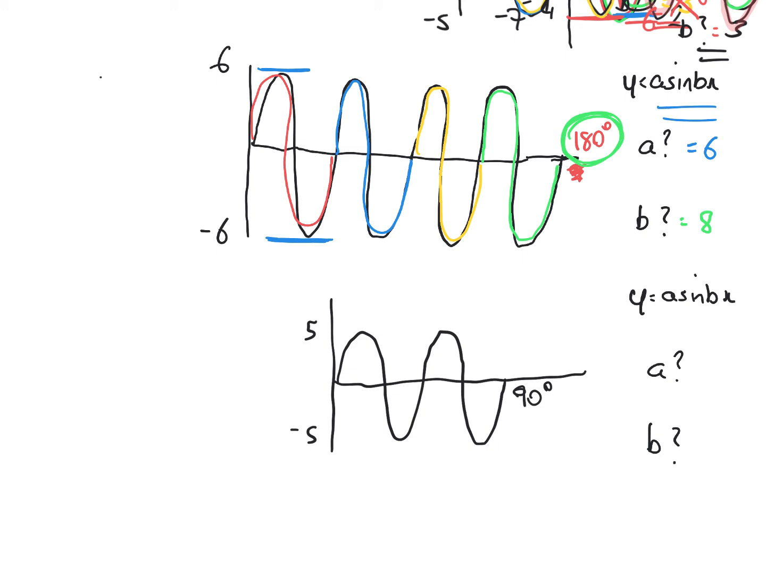Okay, A is the amplitude, that's half the total height. So the thing goes up to 5 and down to -5. So if you count between -5 and 5, that's 10. Only half of that, and that's 5.